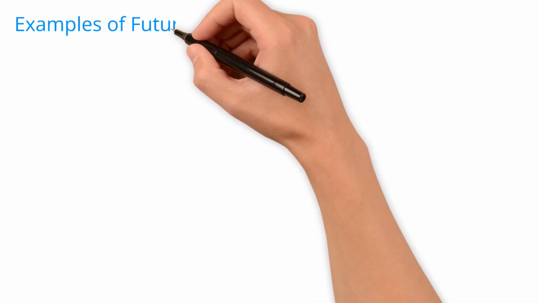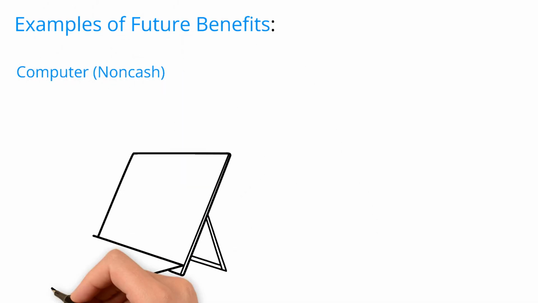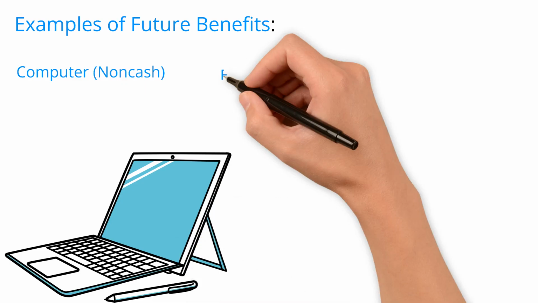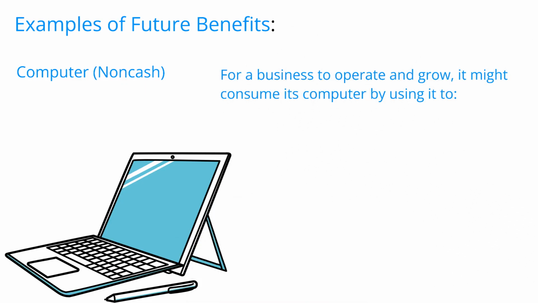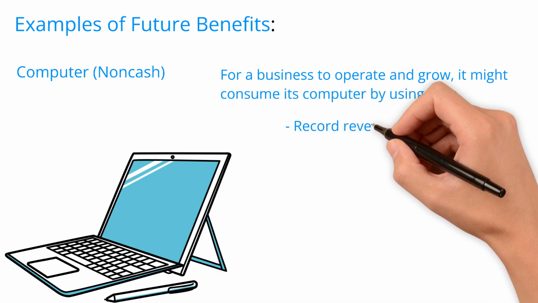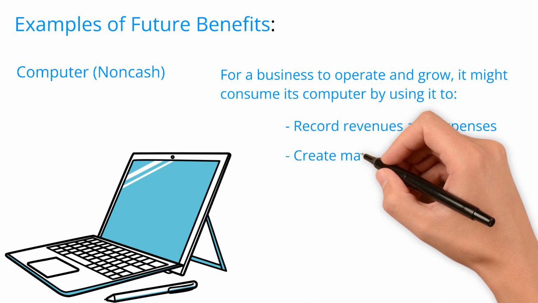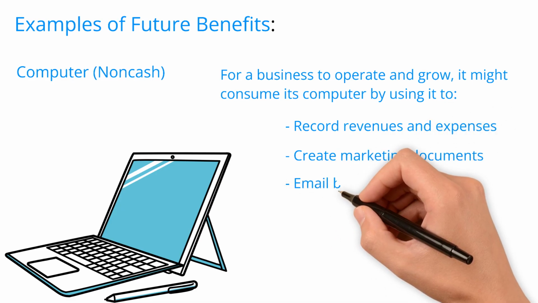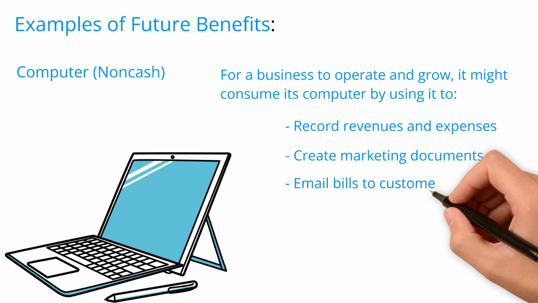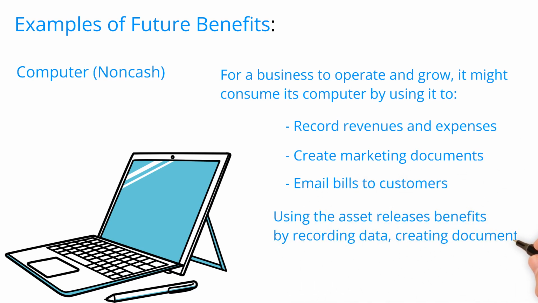Another example of a future benefit is for a non-cash asset such as a computer. For a business to operate and grow, it might consume its computer by using it to record revenue and expenses, create marketing documents, email bills to customers. Using the asset releases benefit by recording data, creating documents, and creating invoices.